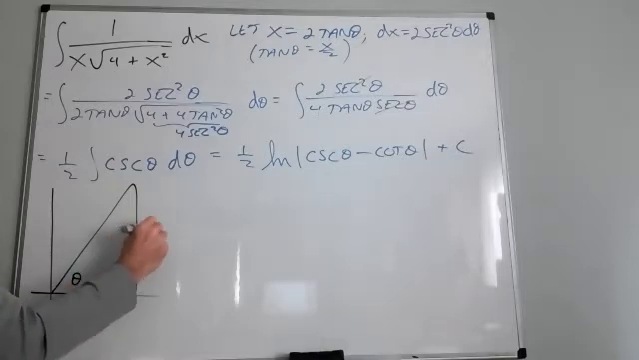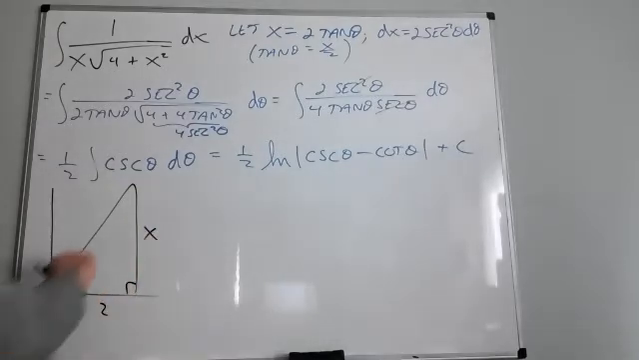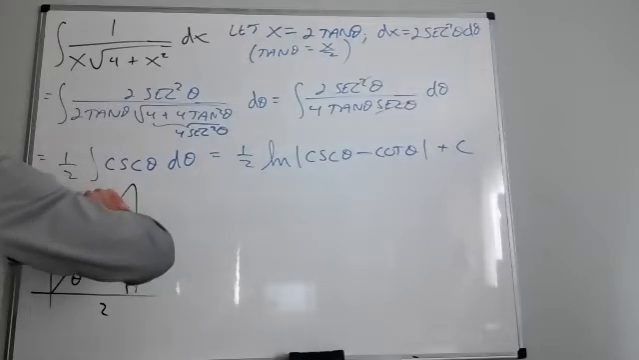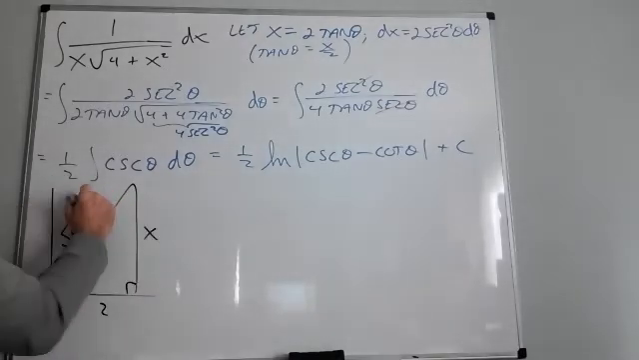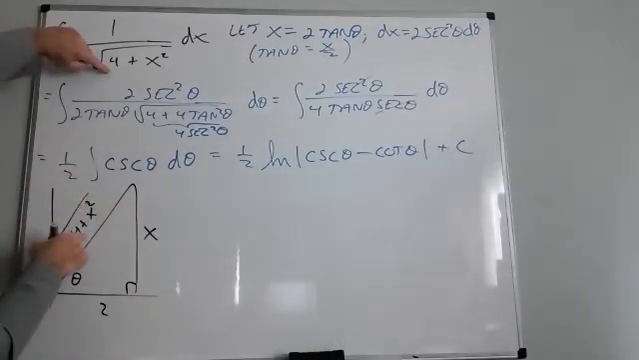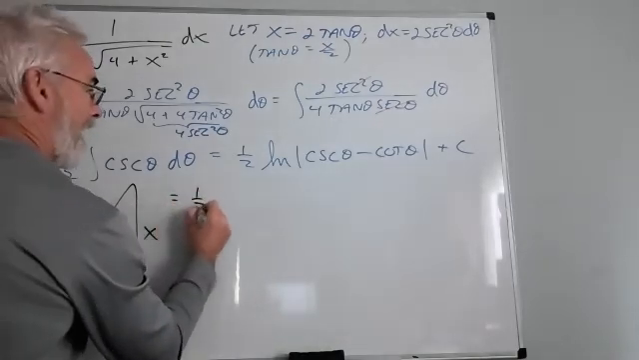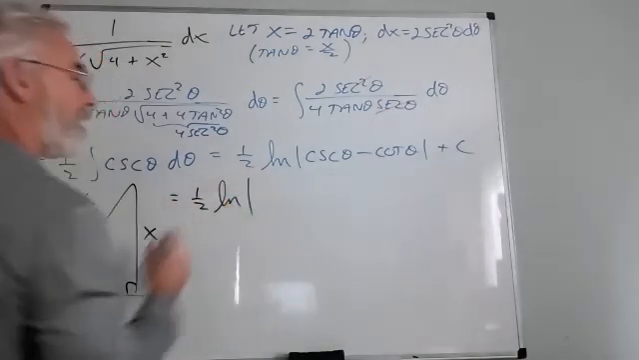So that would mean x over 2, which would make this side here the square root of 2 squared plus x squared. And once again, we see that showing up in the integrand. So my answer will be 1/2 the natural log of.